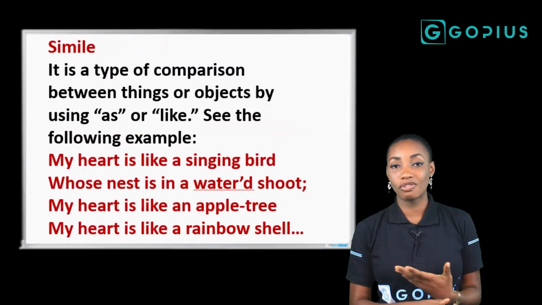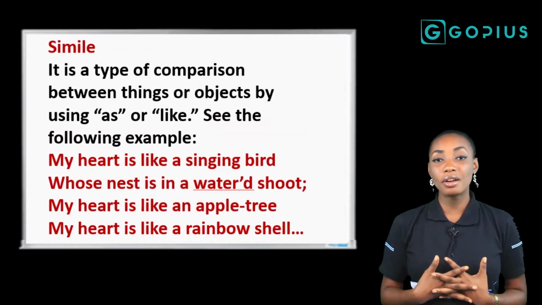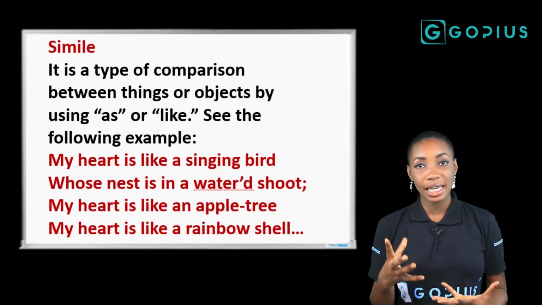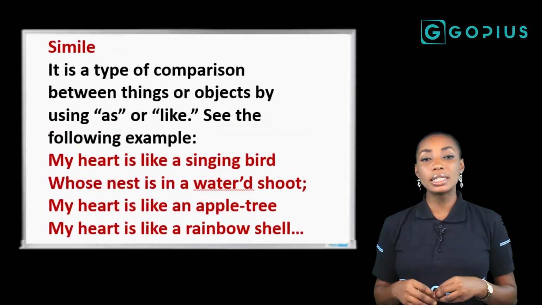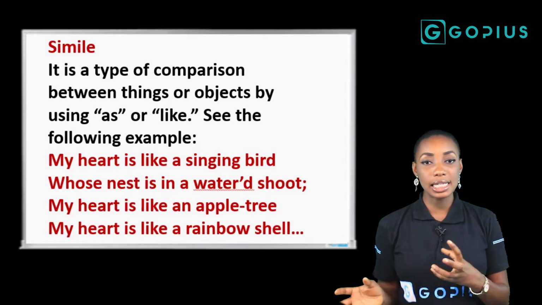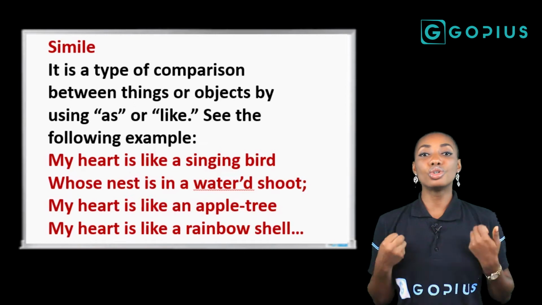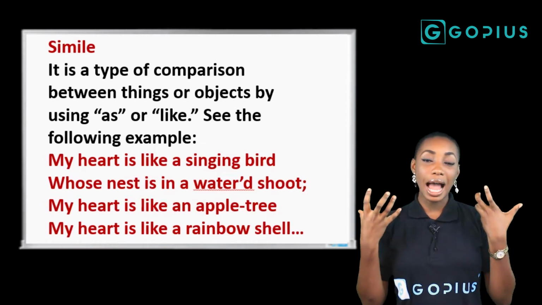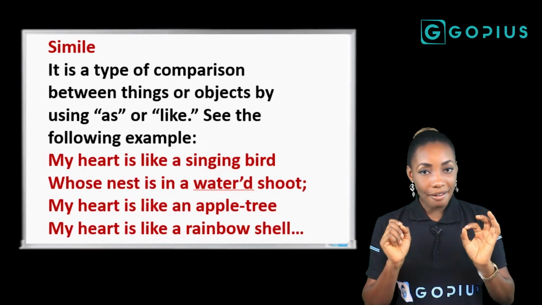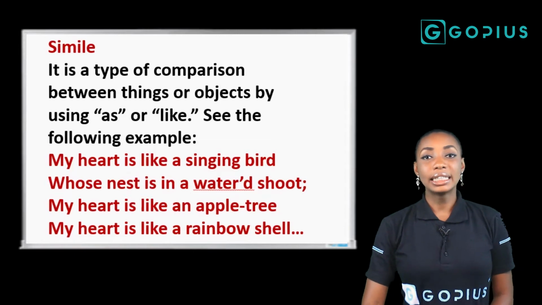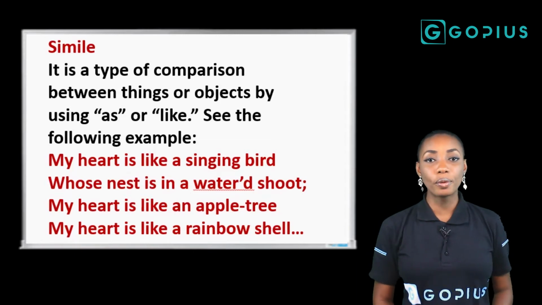The next one is simile. We know this is very popular. It's a type of comparison between things or objects using the words as and like. These are words that show comparison. So you use as and like, and that is how they are similes. It has to appear in the sentence. So we have the example here.